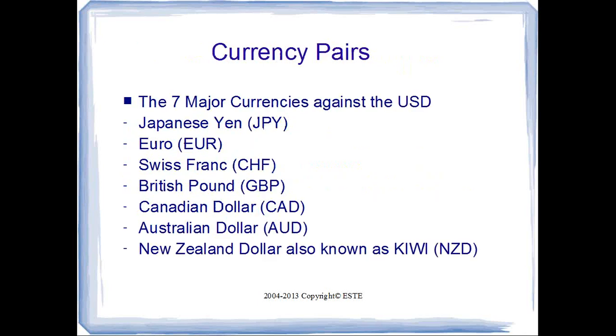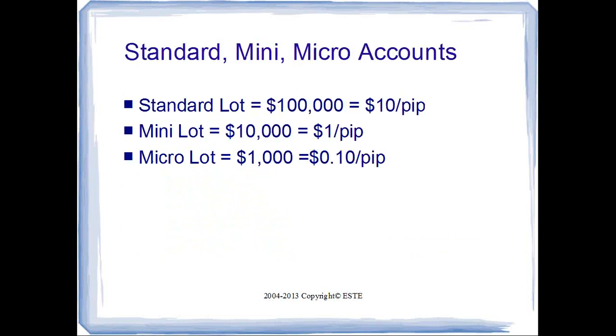All right, currency pairs. There's 7 major currencies against the dollar. You have the Japanese yen, the euro, the Swiss franc, the British pound, the Canadian dollar, the Australian dollar, the New Zealand dollar, or the Kiwi dollar.